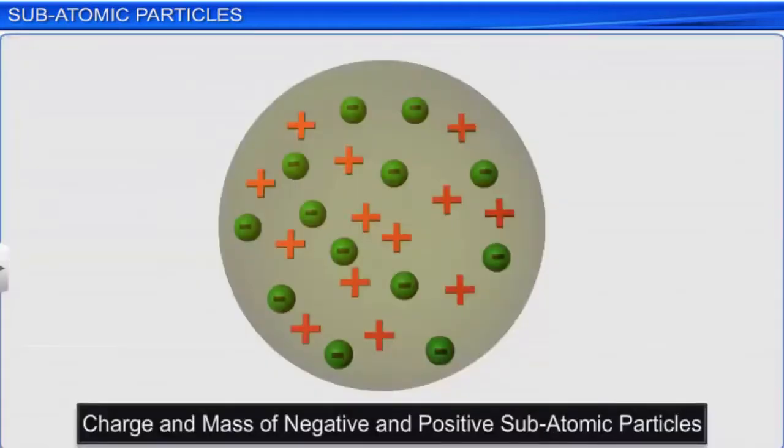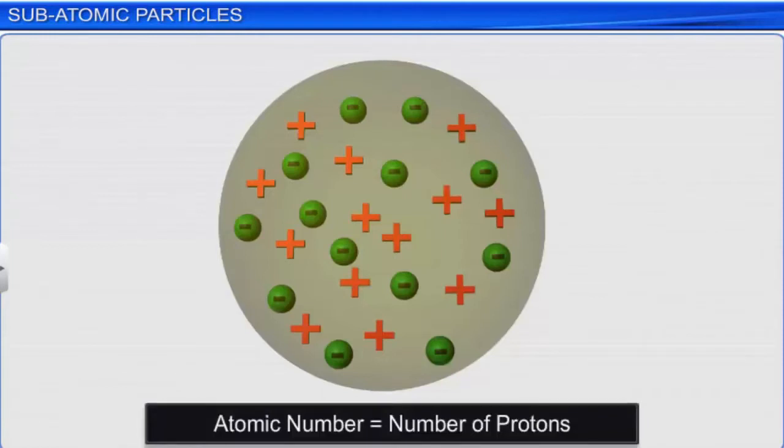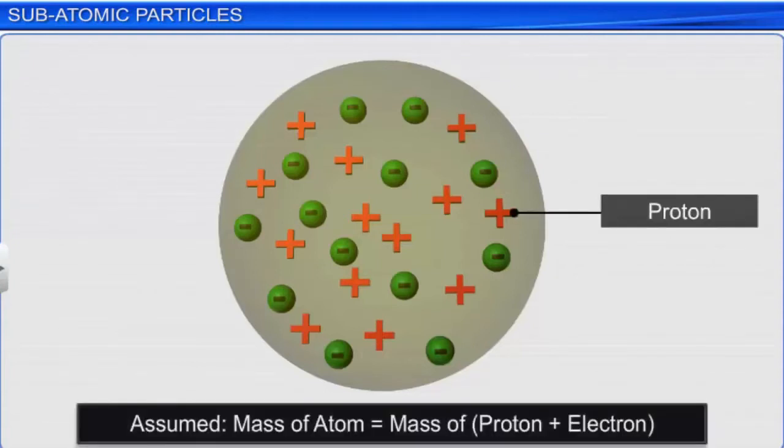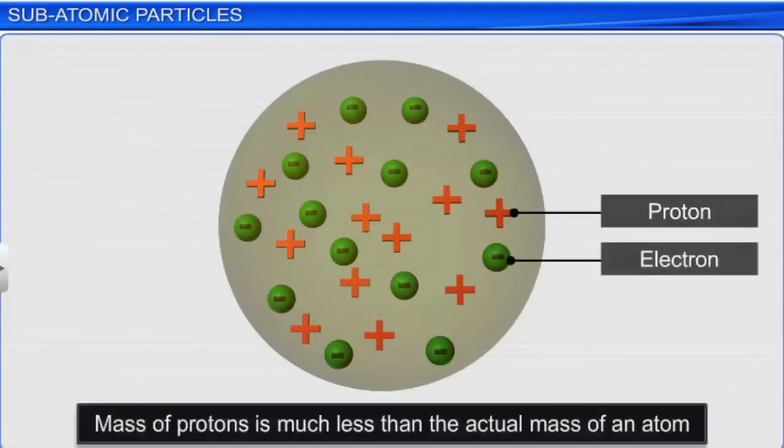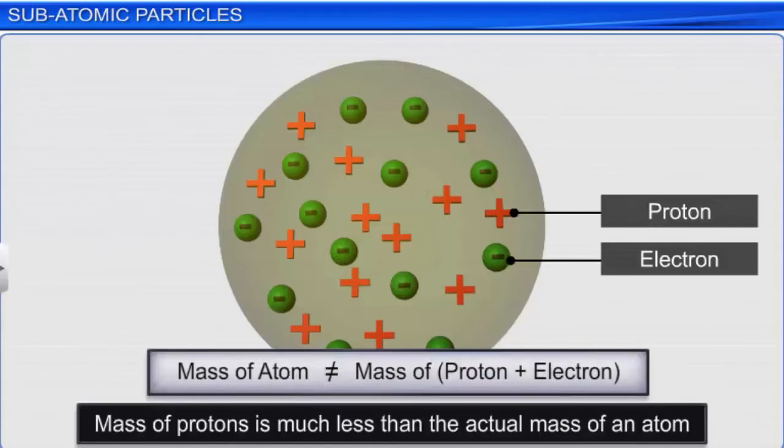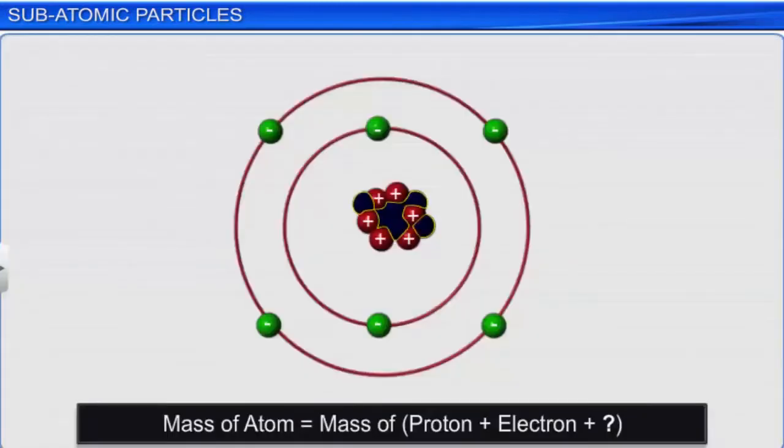By 1913, after performing a considerable amount of research on the charge and mass of negative and positive subatomic particles, scientists tried calculating the atomic mass. It was determined that the atomic number of an element is equal to the number of protons present in its nucleus. It was thought that since each proton has one unit mass on the atomic scale, the mass of an atom must be the number of protons present in the nucleus, as electrons have negligible mass. However, it was discovered that the mass of all protons in an atom put together is much less than the actual mass of an atom. It was thus concluded that the excess mass was due to some other particles present in an atom that had considerable mass but no charge.